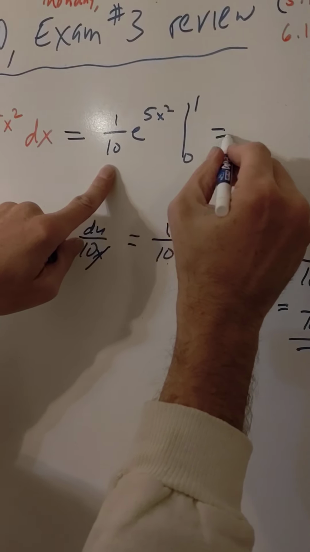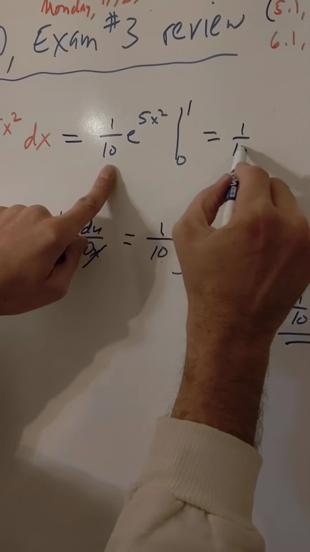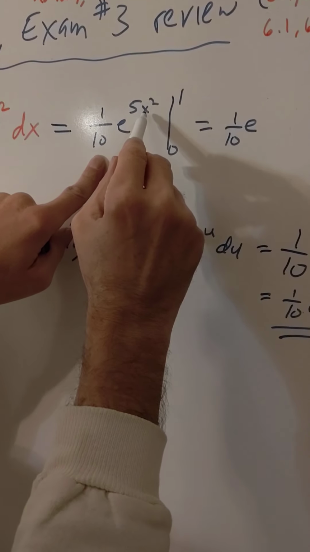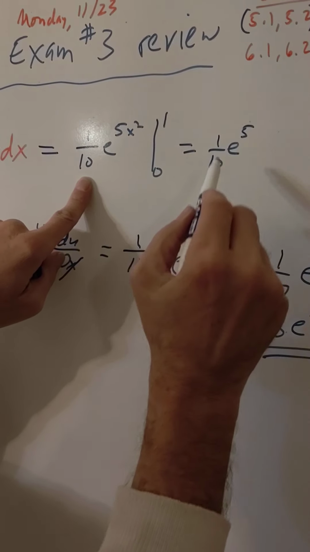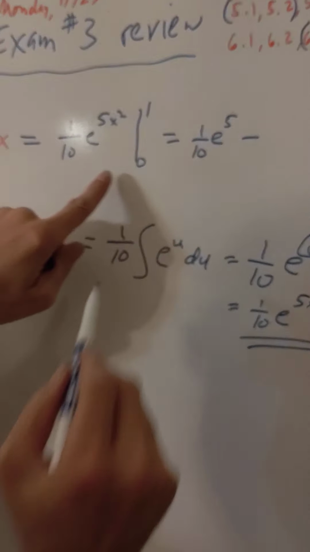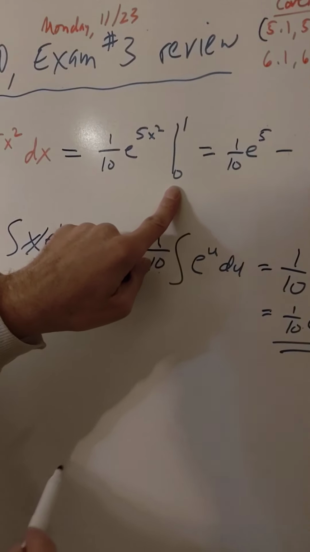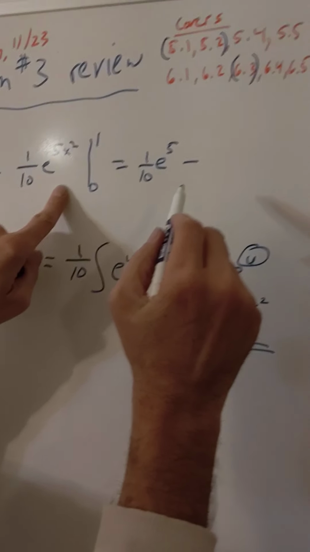So this is going to equal, you input the 1 first. So I'm going to write 1/10 e. When x is 1, 1 squared is 1, 5 times 1 is 5. So I'm done with the 1, and then you always go minus, and now you input the lower limit of integration. So when x is 0, wherever you see x's, you're going to write 0.